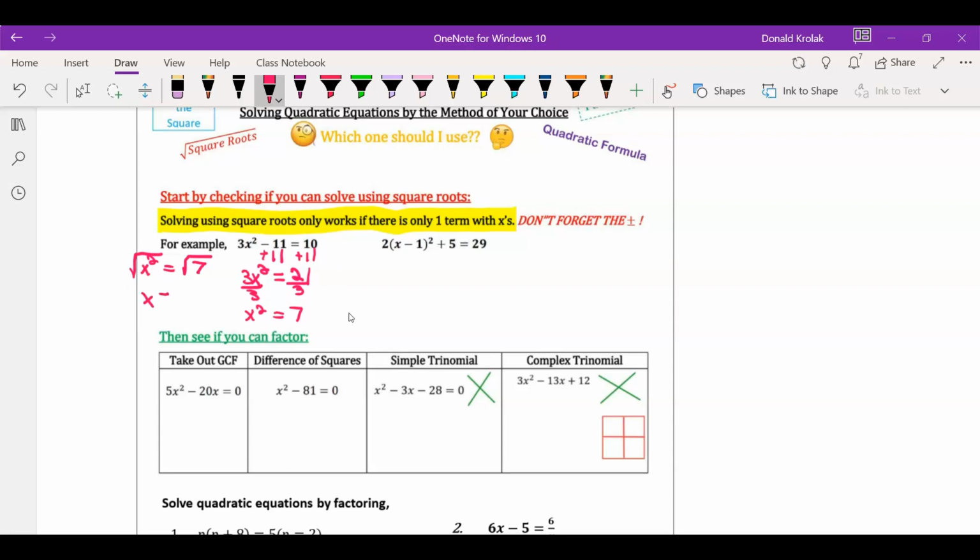Now here's a part that you have to realize. When you write the square root symbol, when I take the square root of that, there's a positive root and a negative root. Now the square root of 7 is going to be a decimal, so I would just leave it as positive root 7, negative root 7. So anytime you're solving something, if you take a square root of a number, you have to consider the positive root and the negative root.